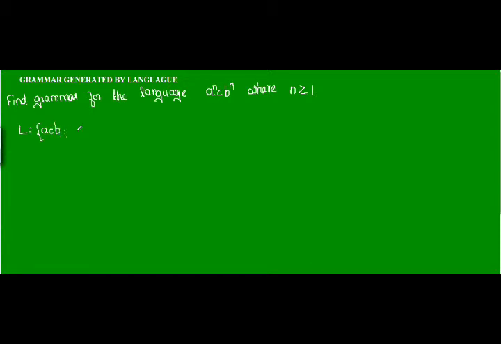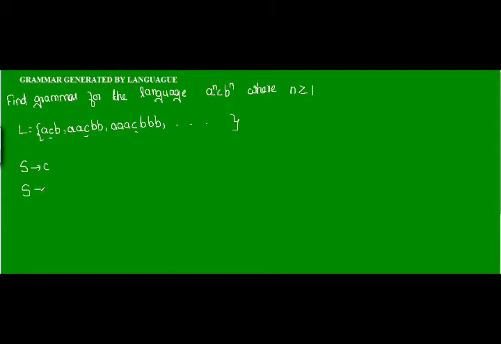If n is equal to 2, I will be getting a a c b b. If n is equal to 3, I will be getting a cube c b cube. If you see this language, there is only one c in all the cases. So I am going to write a production. S derives c. I can choose any non-terminal of my choice. I have chosen S.